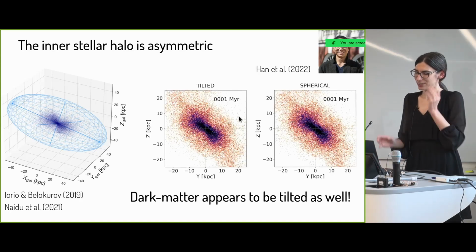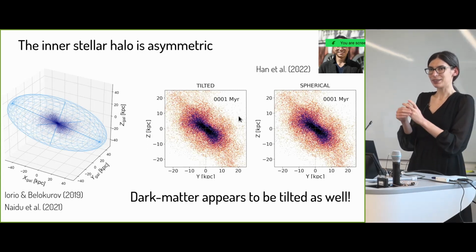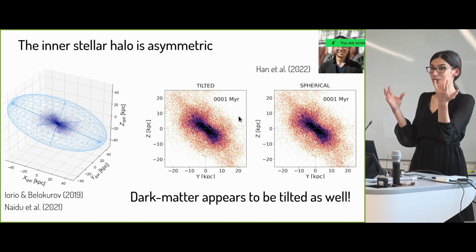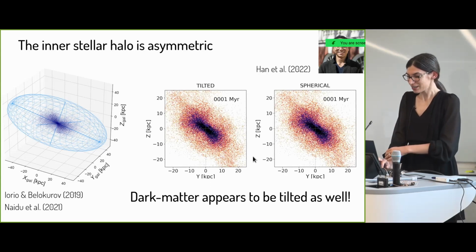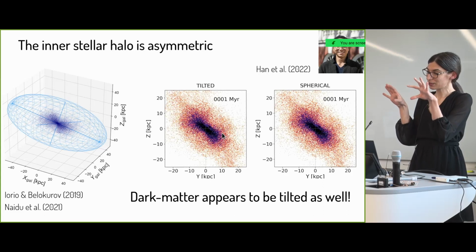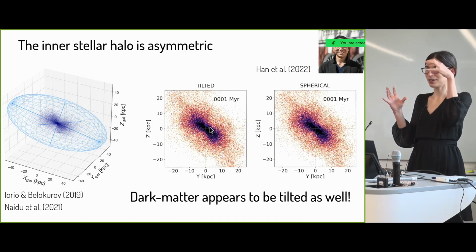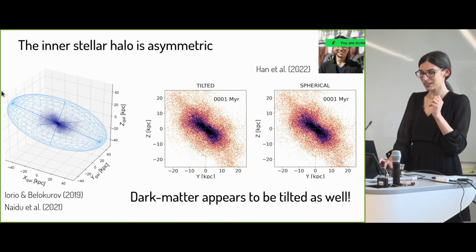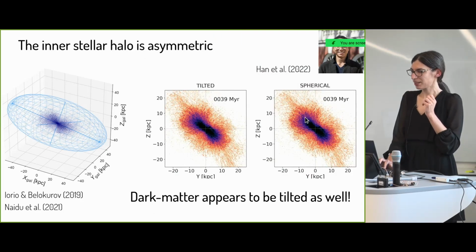And Jesse Han, who is a graduate student at Harvard, also had a paper showing that in order to preserve this structure, like this tilted stellar halo, for billions of years actually requires a tilted dark matter halo as well. So this movie I will play here will show how stars evolve in two gravitational potentials: the left-hand side will be a tilted dark matter halo following the shape of the stellar halo, and the right-hand side will be the spherical halo.